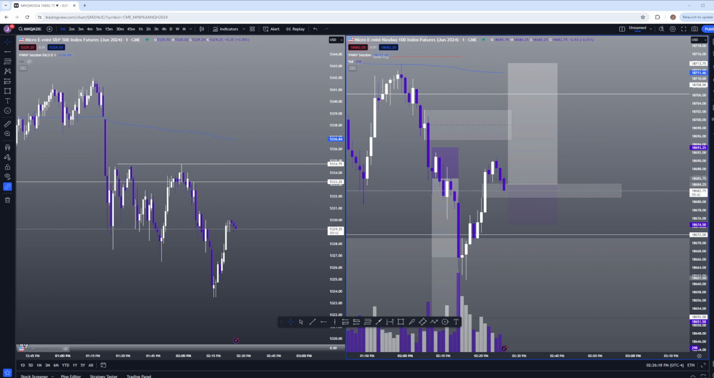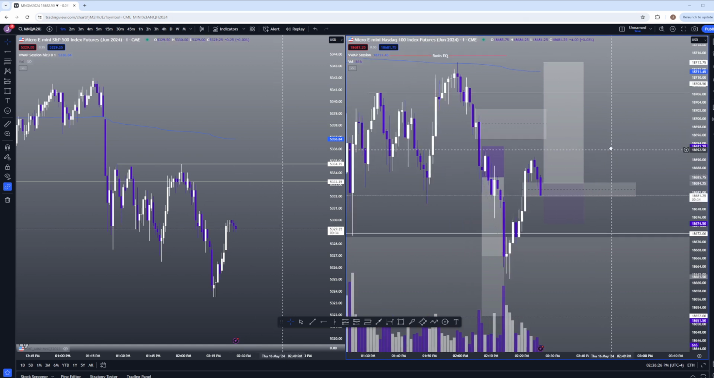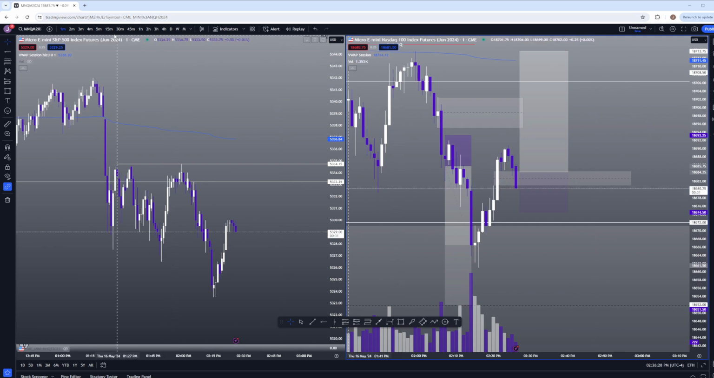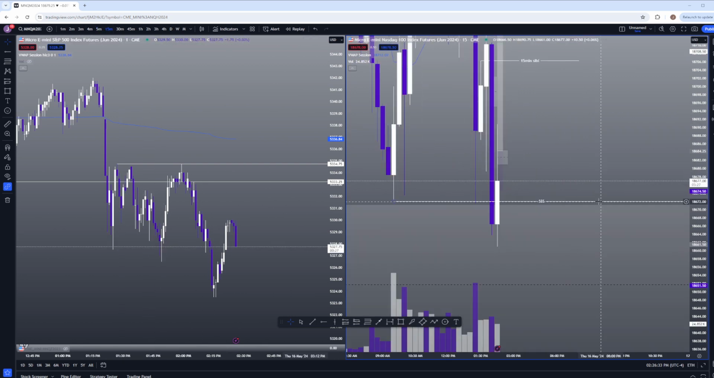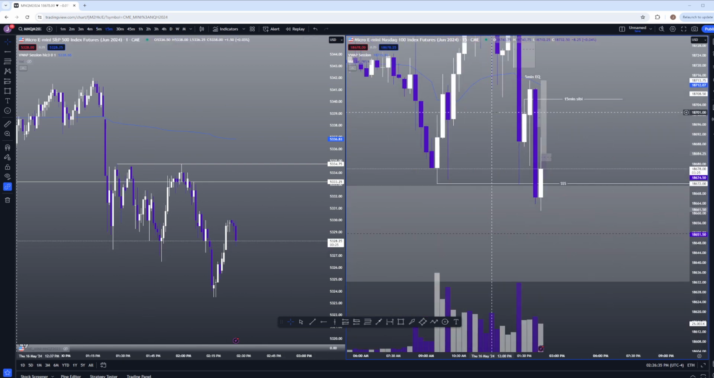Just going to be patient again here. I don't feel the need to get back into another trade, but if it's there, I'll take it. All right, we're seeing that reaction here off that 5 minute imbalance, off that 15-minute order block.